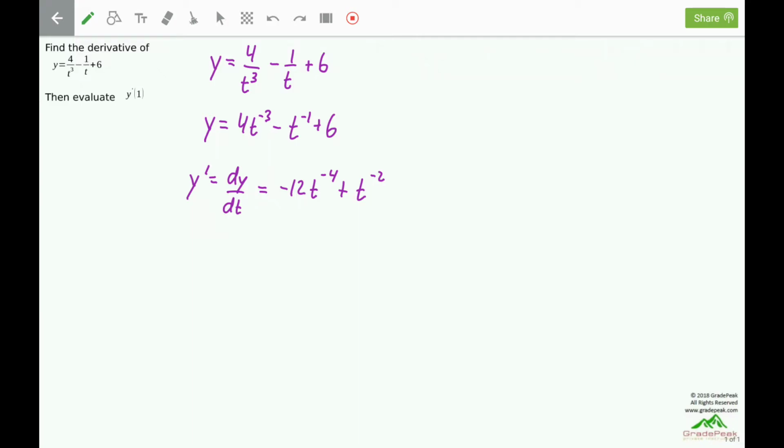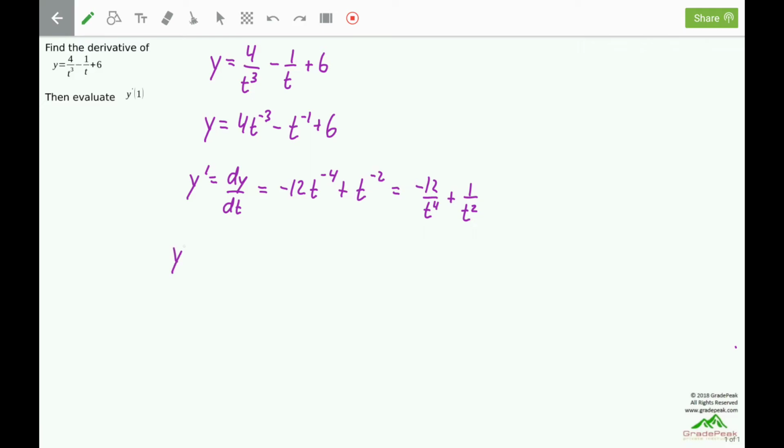Our next step is to rewrite each of these. Negative exponents mean they can move back to the other position, which will be back to the denominator as a positive exponent. So we will have a negative 12 over t to the 4th and a plus 1 over t squared.